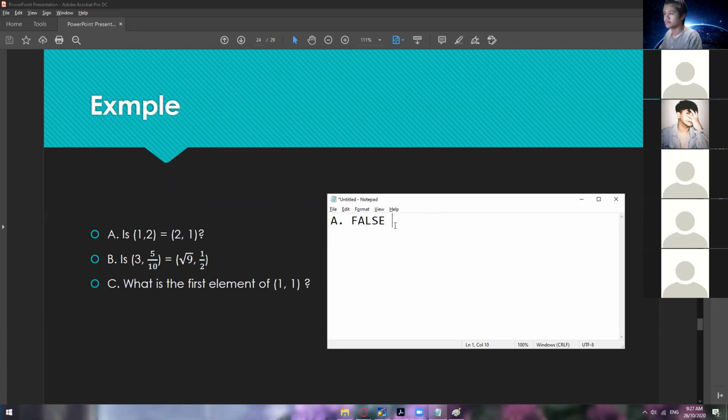How about letter B? True, sir. True? True. Letter B is true. So in here, you can simplify this one a little bit more. So 5 out of 10 or 5/10 is 1/2. And then in here, pwede mo rin i-simplify wherein square root of 9 is 3. So letter B is true. How about letter C?